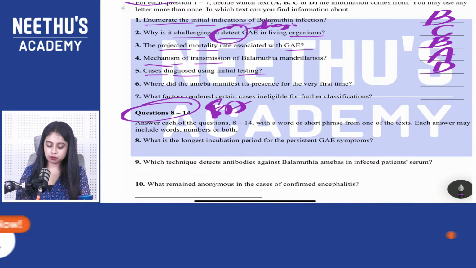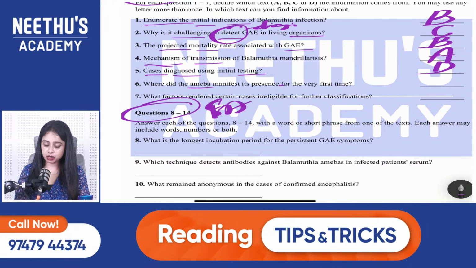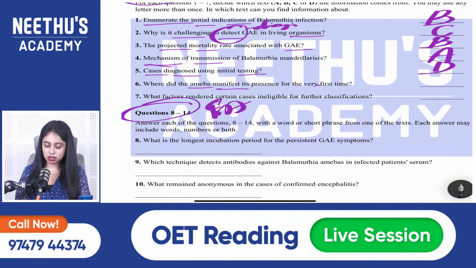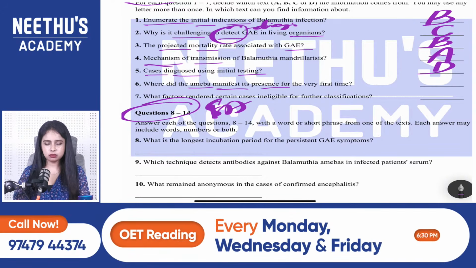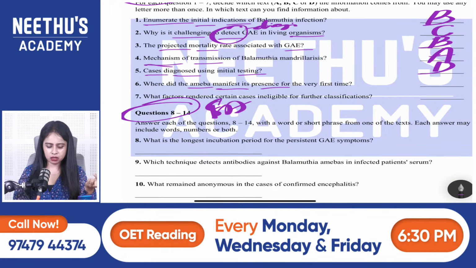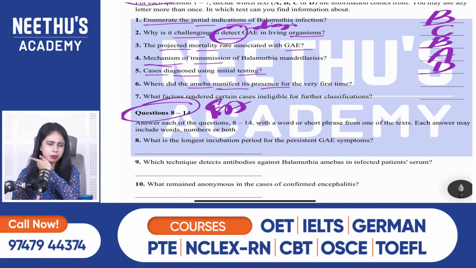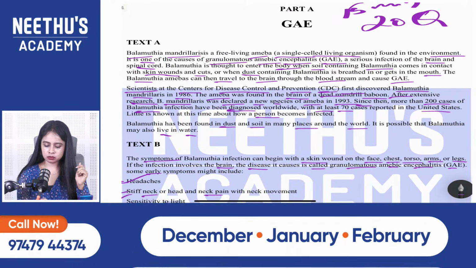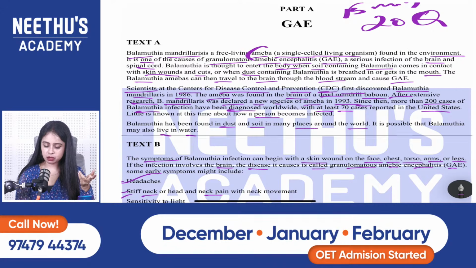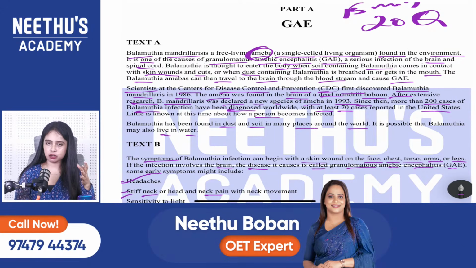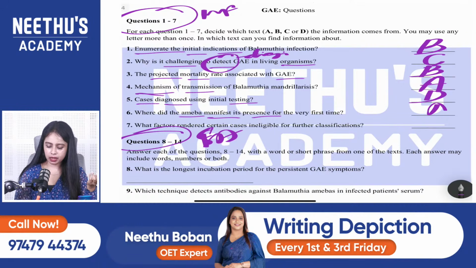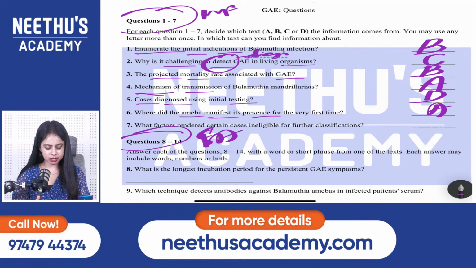Then the sixth one. Where did the amoeba manifest its presence for the very first time? So my keywords: amoeba, manifest, and presence. Where does its first presence come? So all about this amoeba and its condition is mentioned in text A. I'm damn sure that it is mentioned in text A. See the first line, free living amoeba found in the environment first. They say it is first seen in the environment. So the answer is mentioned in A. That's my answer. How many right answers?